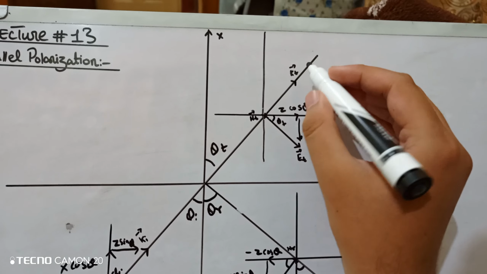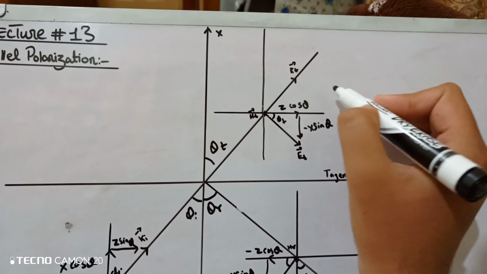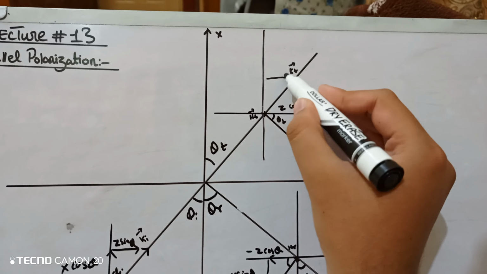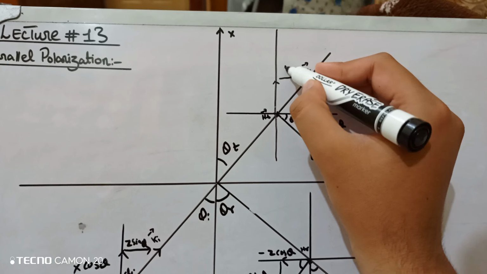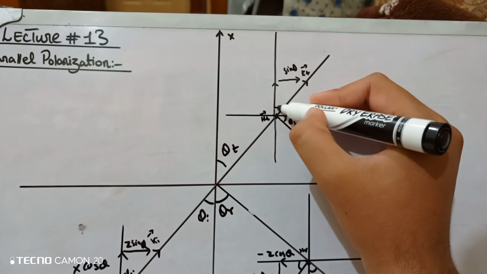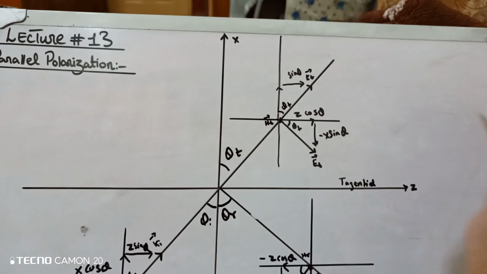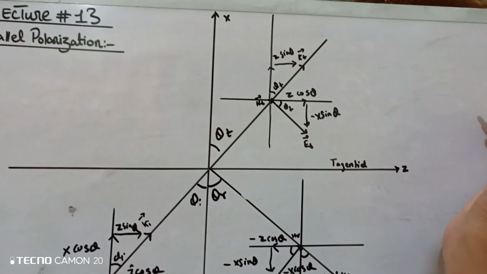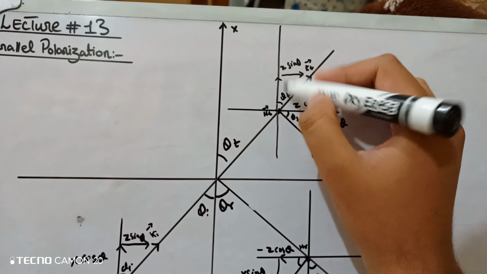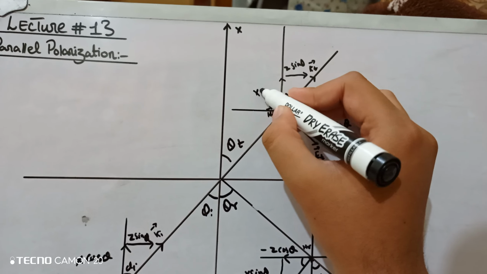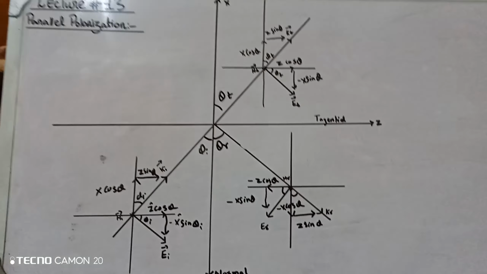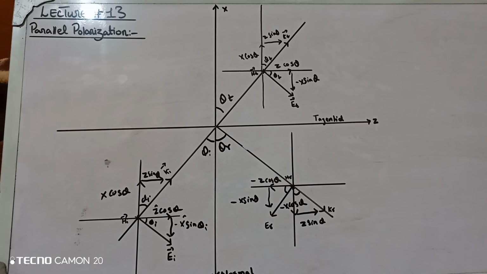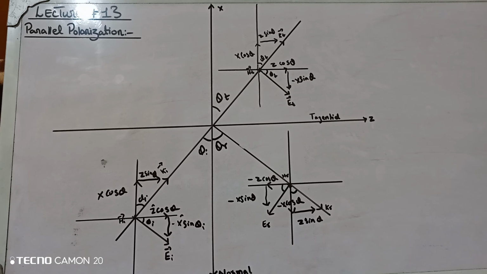Similarly, for the case of the wave propagation, again it drops with the normal line. This is the normal line like that. So this is basically the sin theta component in front of theta t, and this is in the positive z direction, so it becomes z sin theta. Similarly, this is the base, which is the positive x cos theta. So this is how you can make the components for the case of parallel polarization.